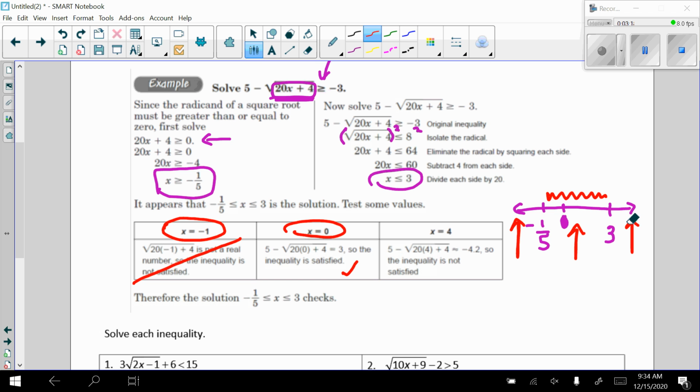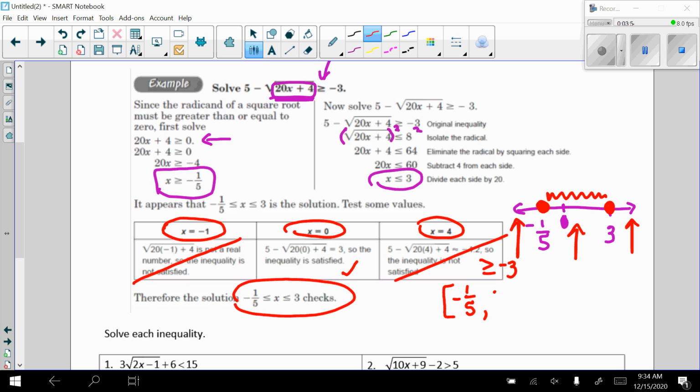And then when we test to the right of 3, they just put a 4 in there, and we get about -4.2. And we know -4.2 is not bigger than or equal to -3 from our original inequality, so that doesn't make sense. So our solution lands between and including -1/5 and 3. This is written in set builder notation. We can also write it how I prefer for you to write it, which is using interval notation. So from -1/5 to 3, including both -1/5 and 3.